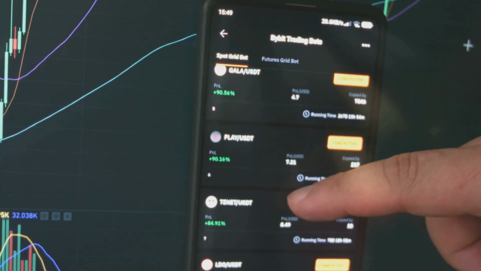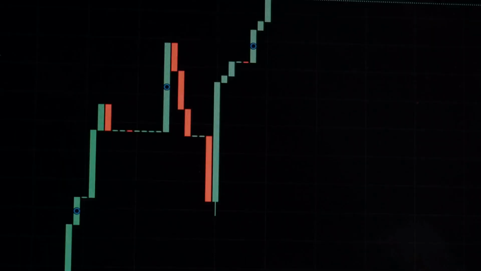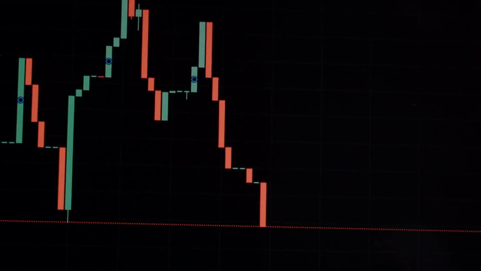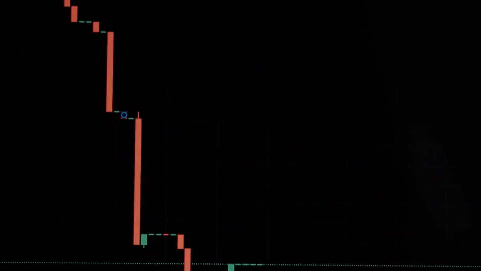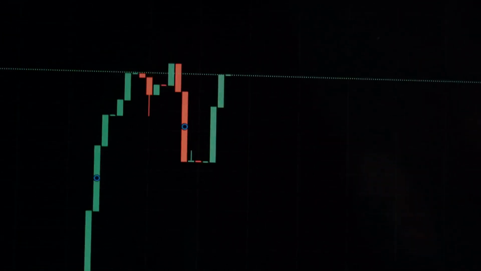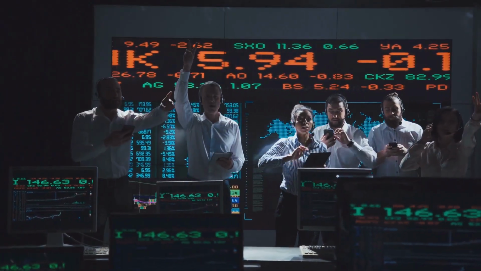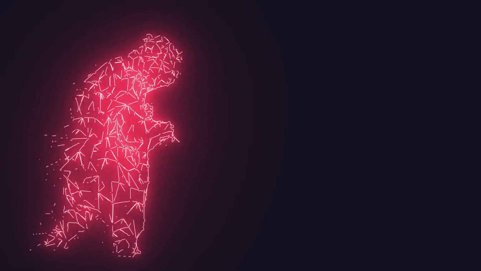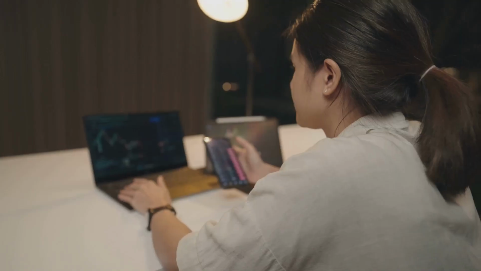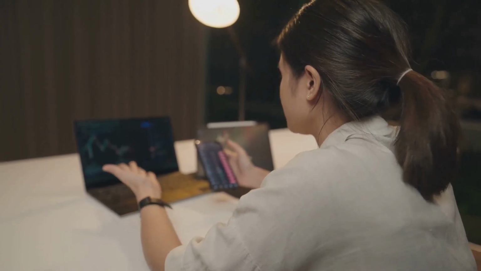Engulfing patterns are two candle signals of a trend reversal. A bullish engulfing pattern appears after a downtrend. A small red candle is followed by a large green candle that completely engulfs it. This shows buyers have taken control, erasing the previous day's losses. A bearish engulfing pattern appears after an uptrend. A small green candle is swallowed by a large red candle. Sellers overpower buyers, signaling a potential drop.